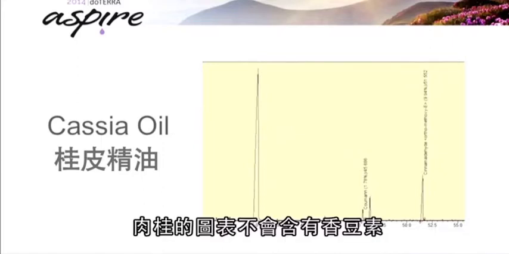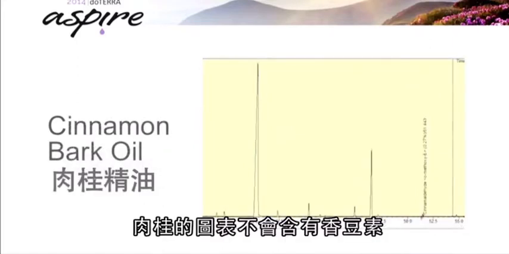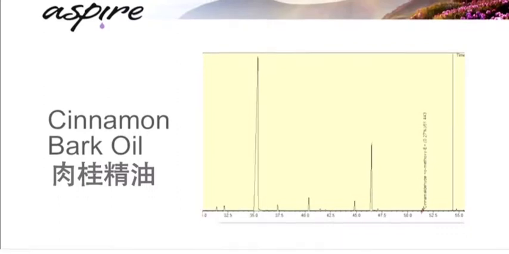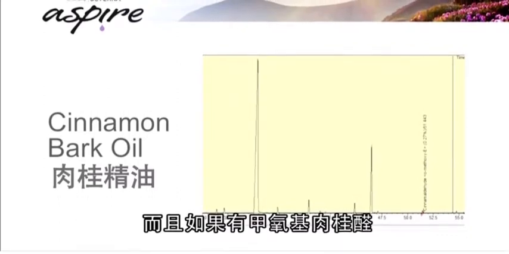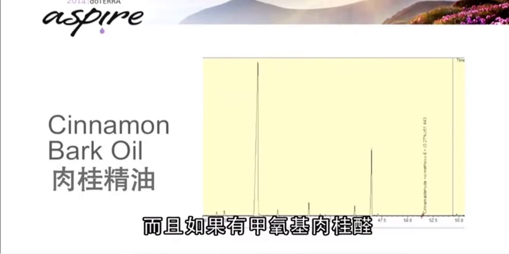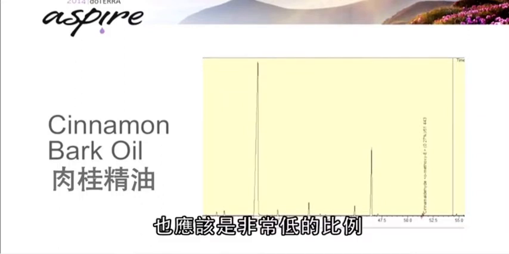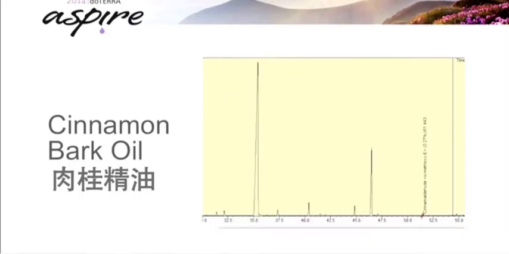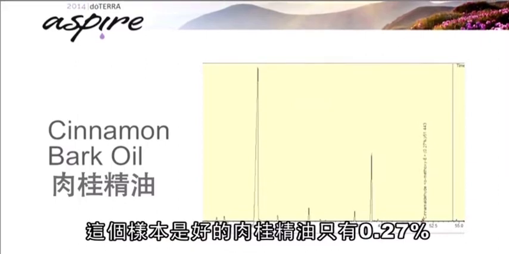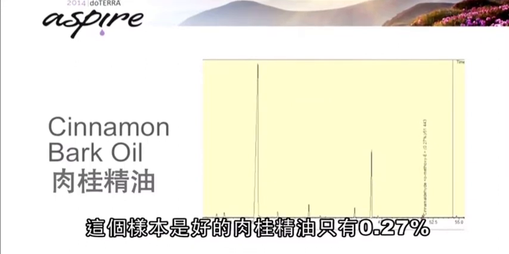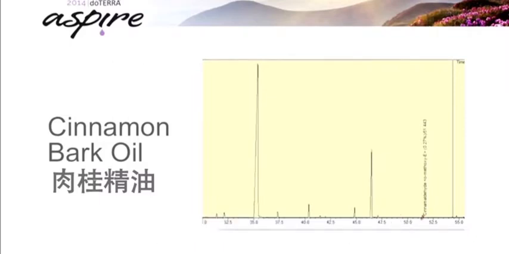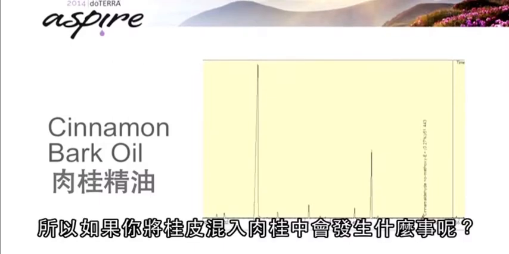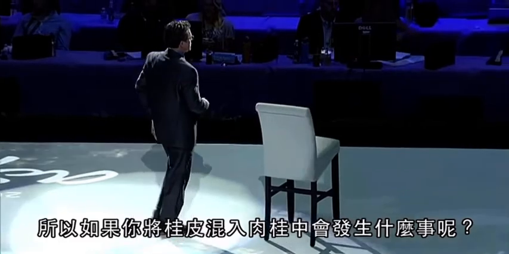If you look at cinnamon bark, you see there's no coumarin. And then if orthomethoxycinnamic aldehyde is present, it's only at a tiny fraction of a percent. Sometimes it's not there at all. In this case, this is a good cinnamon bark. It's only there at 0.27%. So what happens when you blend in the cassia into the cinnamon bark?